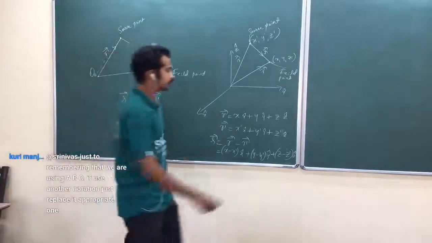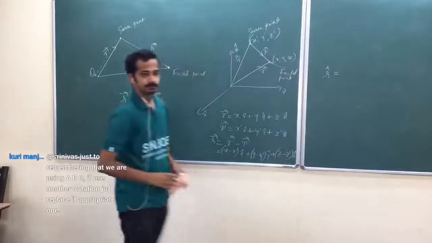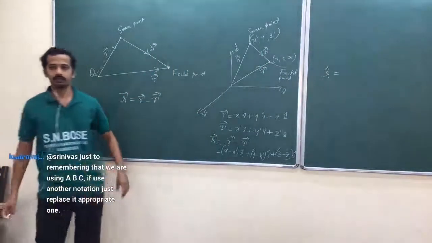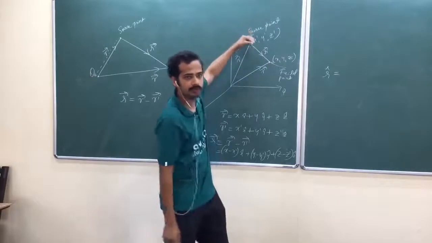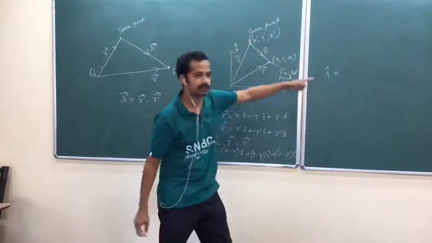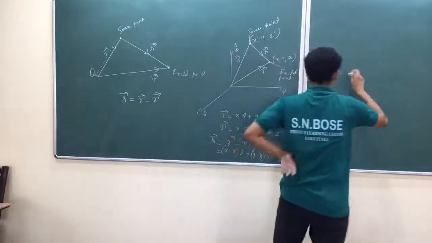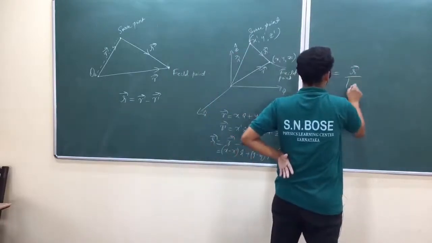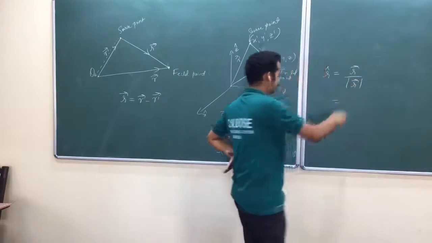Now, most of the time, we need this R cap, okay? Your electric field is from source point to field point, am I right? I mean, if you have a point charge here, your electric field is along that direction. Okay. So now look here, r cap is equal to r vector by mod of r vector.